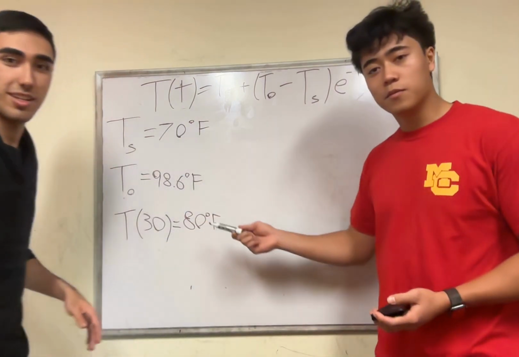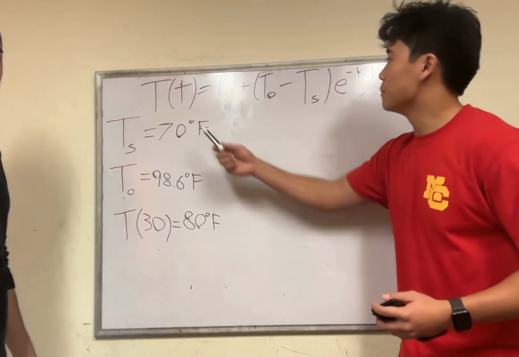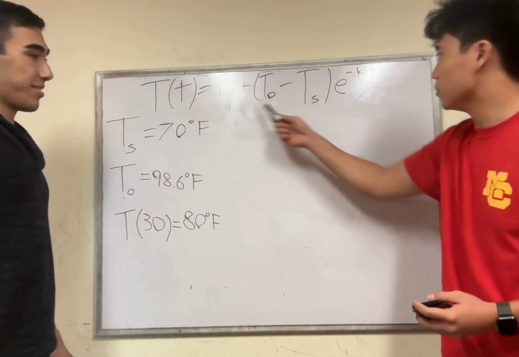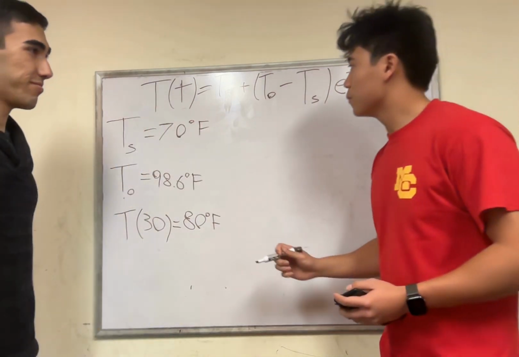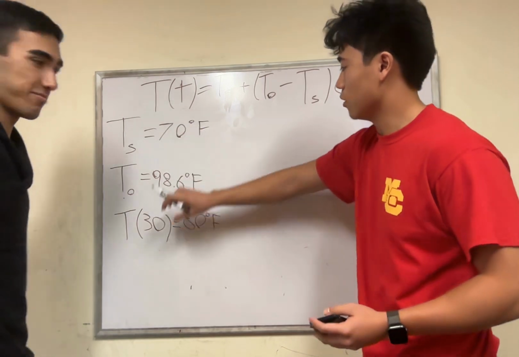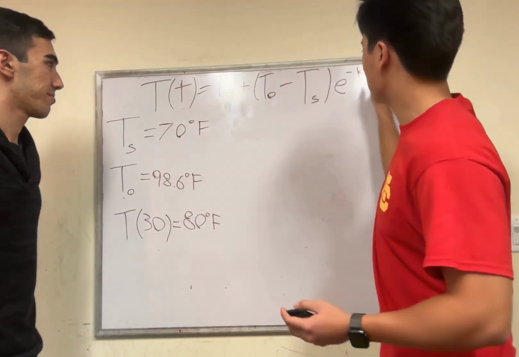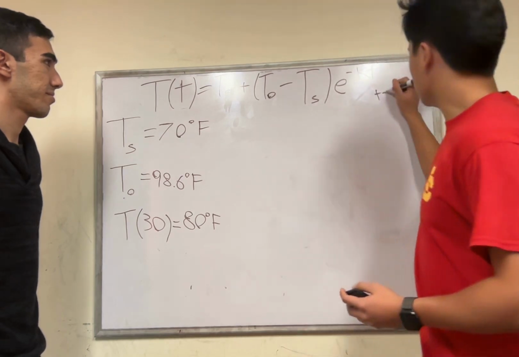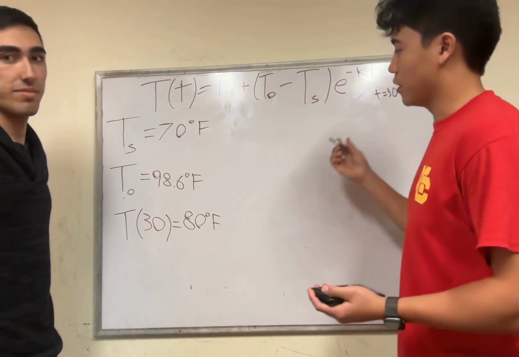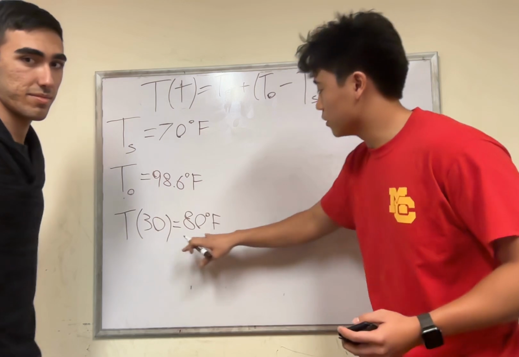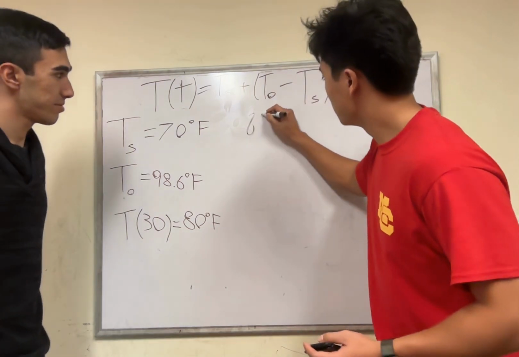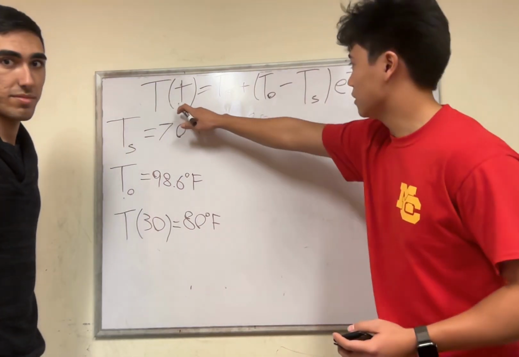All right, so now knowing all this information, we can plug all of these variables into this equation. We can first start off with T of t. We want to see that after 30 minutes, so t is equal to 30. So we just know that in general. Now our T of 30 is equal to 80, so we can set 80 on the left for T of 30.